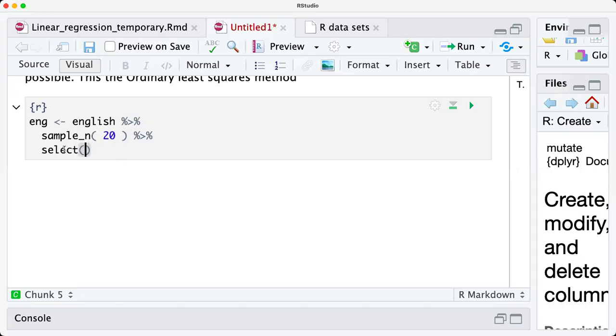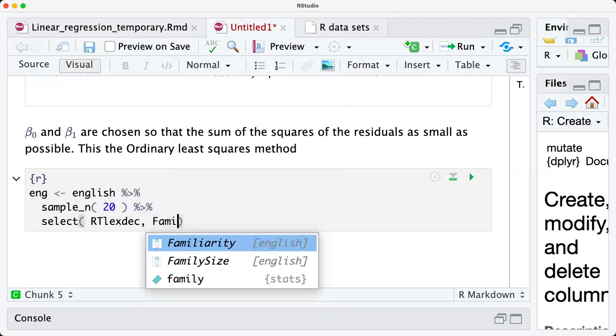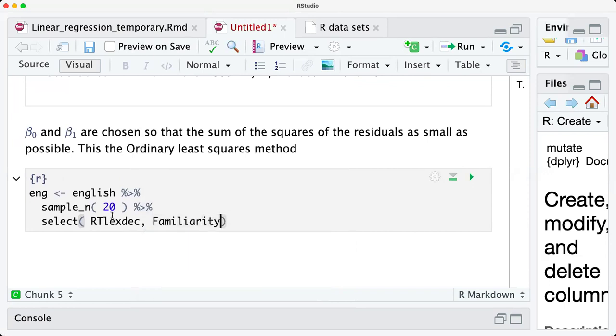So I'm taking the English dataset. I'm sampling a bunch of points, 20 rows from it, and I'm selecting the variables in which we are interested, which are the lexical decision time, the logarithm of the lexical decision time, and the familiarity. And I'm going to see what the residuals are.